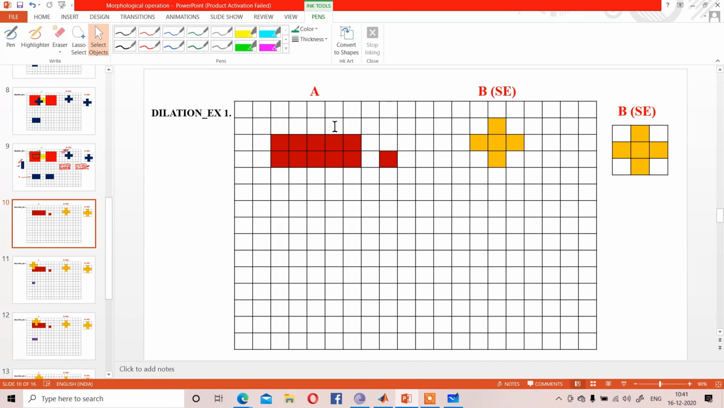Suppose that is your image A. Over that A, you need to do the dilation process, with the structuring element given by B. Now the structuring element, I have already told you, may be of any size. And in that structuring element, the center point is given by this one. Keep in mind, that is your center point.